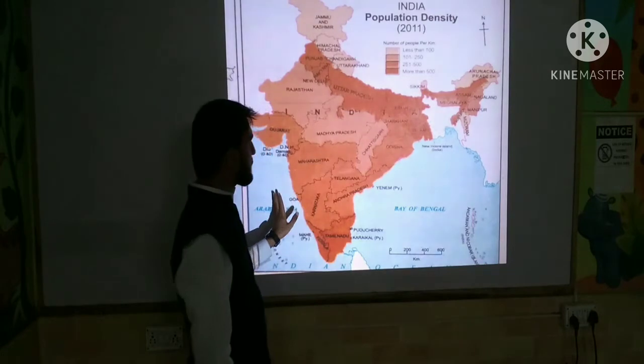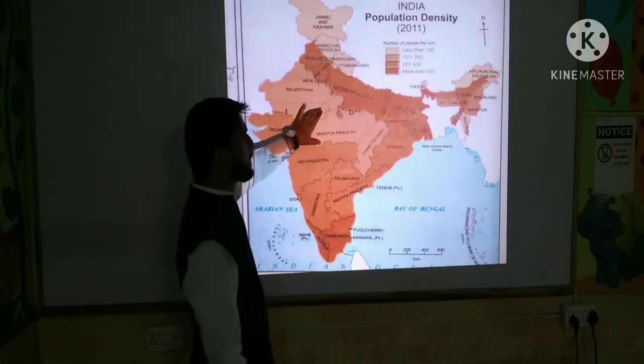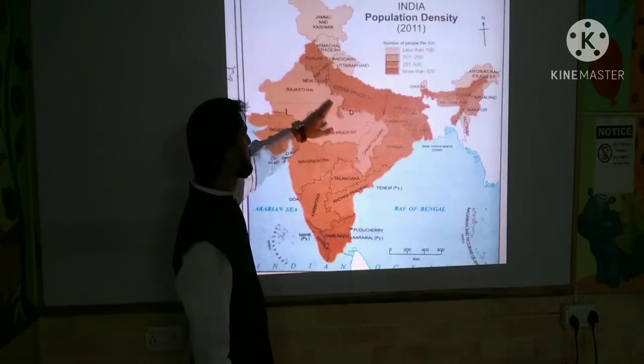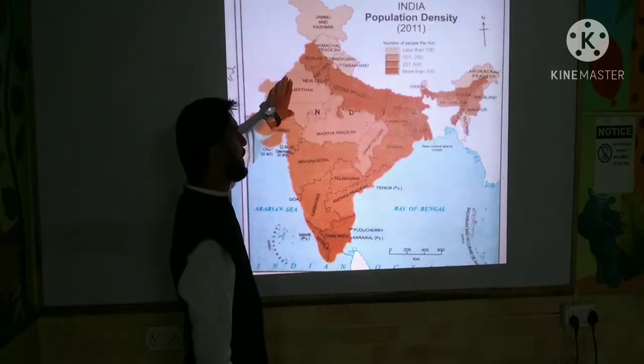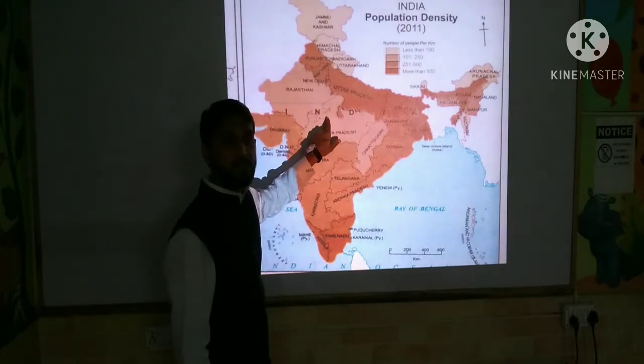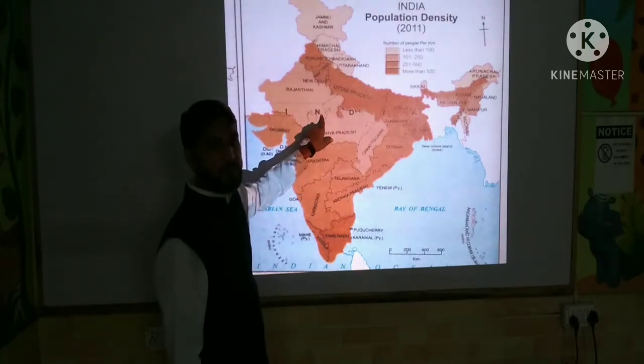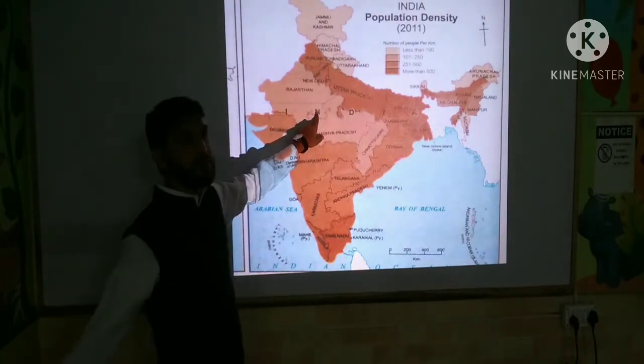But students, as for the rainfall, if we see the middle part, the rain shadow area, and after that Rajasthan also, this is a less rainfall area, and here we get less population. It means human settlement is also less in this region.